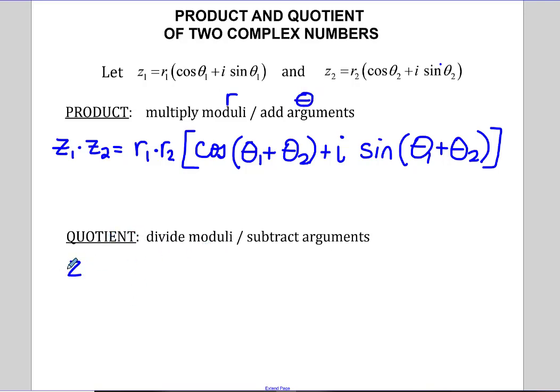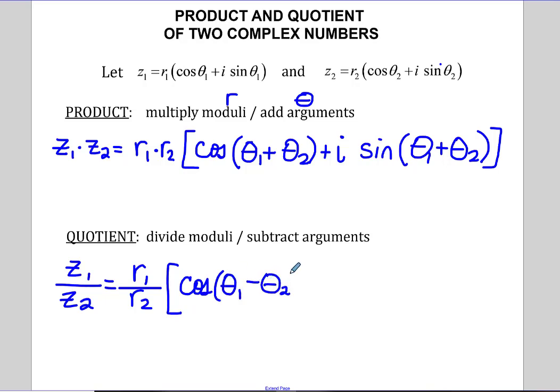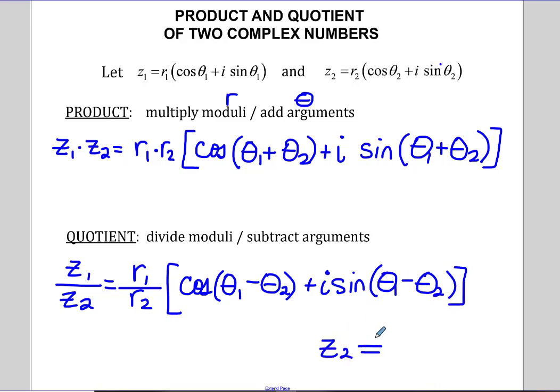Same thing with quotients. If you're dividing two complex numbers, you divide the moduli and you subtract the arguments. Cosine of theta sub 1 minus theta sub 2 plus I times the sine of theta sub 1 minus theta sub 2. And then, of course, your z sub 2 can't be 0 because you'd have division by 0. So you just have to be careful of that. Okay?